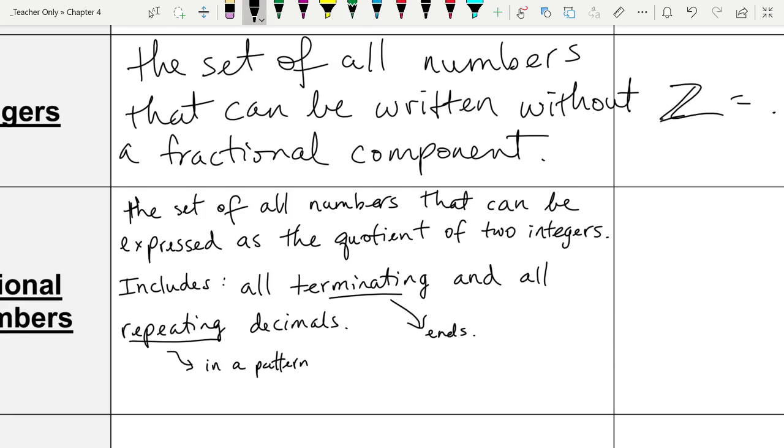I've had students who try to tell me that, well, pi is a repeating decimal. It just keeps on giving me numbers over and over again. Well, that's not what repeating means. Repeating means it has to have a predictable pattern where you'll see the exact same sequence over and over again. A pattern of the same sequence.